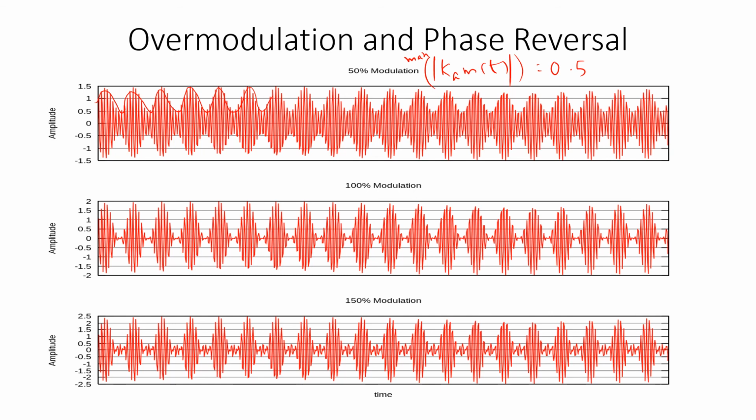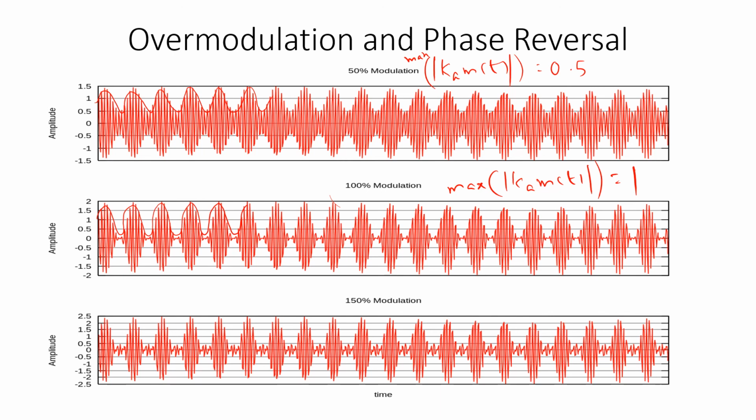But if the maximum of |ka m(t)| is equal to 1, that is 100% modulation, you can see it almost touches 0, but even then the envelope is clearly defined. Also you can see the depth of modulation is increasing. Here depth is less. As percentage modulation increases, depth of modulation increases. But this is the case where we can exactly extract the envelope.